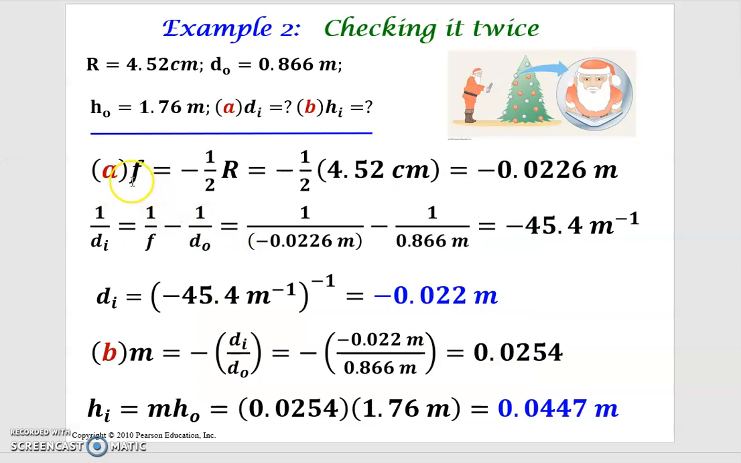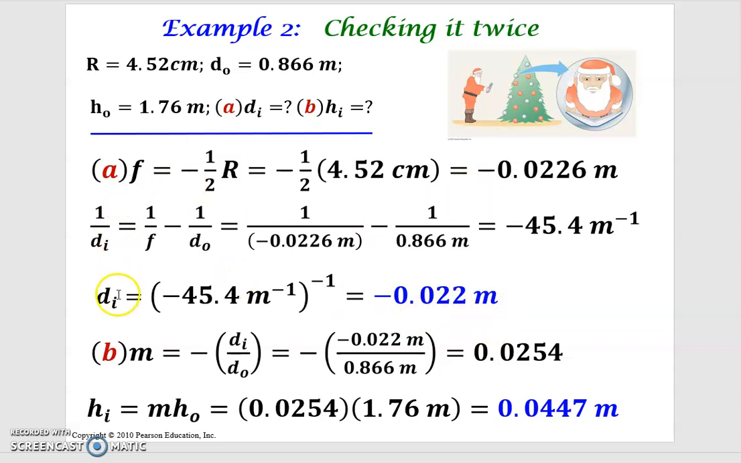So therefore now you can calculate your focal length, which is negative 0.0226. And why do you need to find the focal length? It is because you want to find out the position, the location of the image. So you can use the mirror equation to get it. From the mirror equation, you know that 1 over di is 1 over f minus 1 over d naught. And now you got the focal length, so you can calculate that now. The distance of the image to the mirror is negative 0.022, which is behind the mirror.